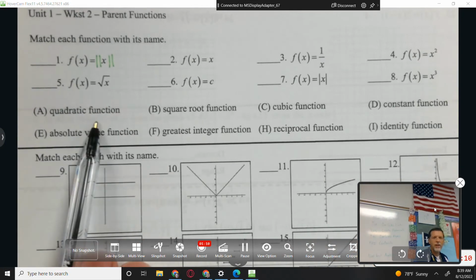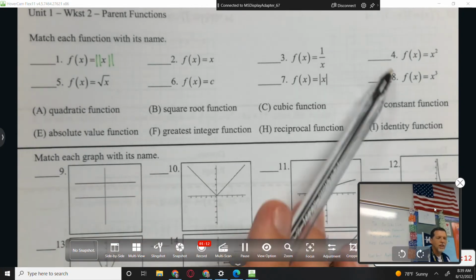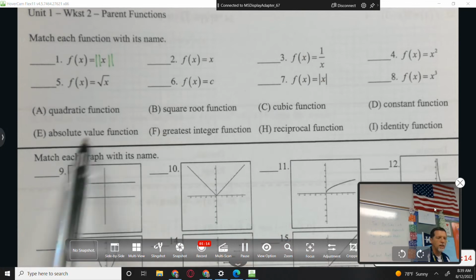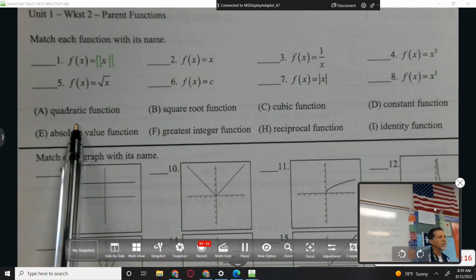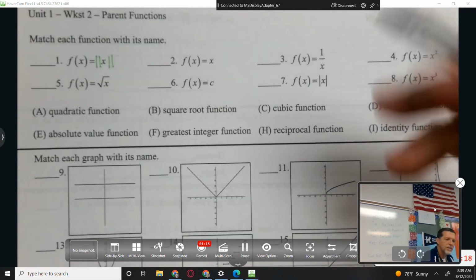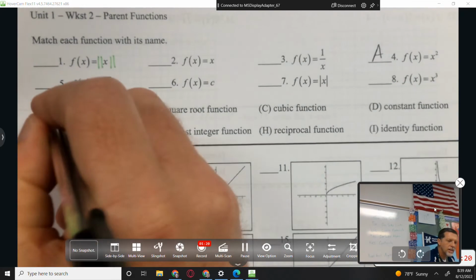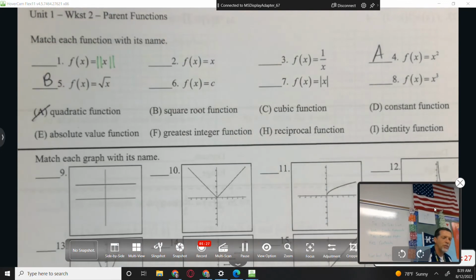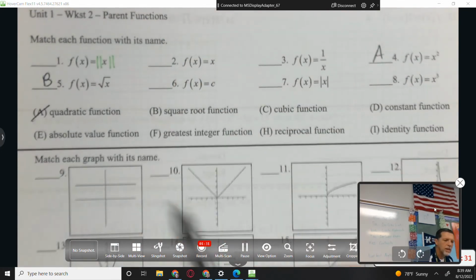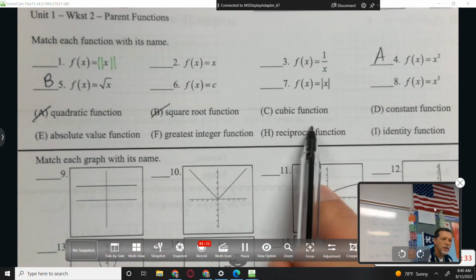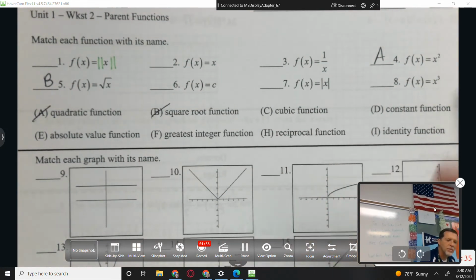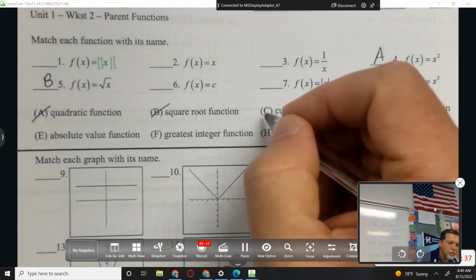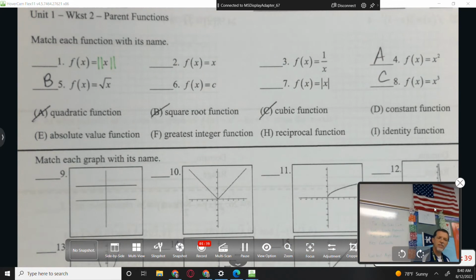A is the quadratic function. So look at the functions 1 through 8. Which one is the quadratic function? 4. All right. How about the square root function? 5. Yeah, you did this last year. You guys hammered this a lot. Letter C, cubic function. 8. Some of these are really easy. Like, yeah, cubic. There's a cube there. Can do this.